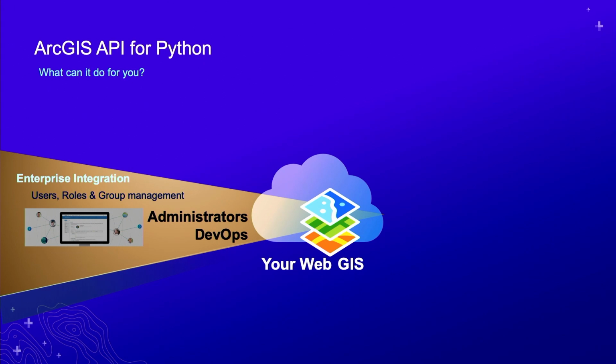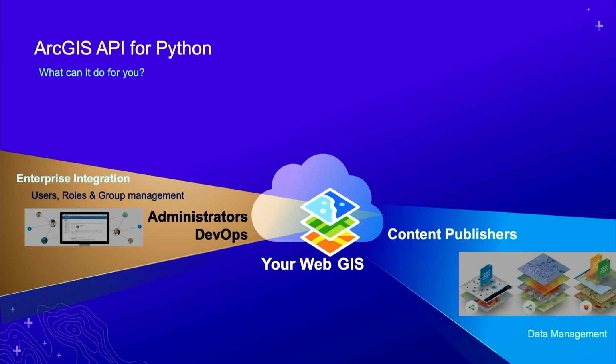So let's say you wanted to go through all web maps in your organization and check for broken URLs. You could use the Python API to programmatically look at all the content in your portal, get the URLs, and use some Python networking libraries to connect to that. You can also manage users, groups, delete them, all those types of things.